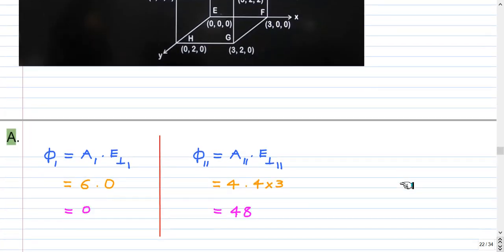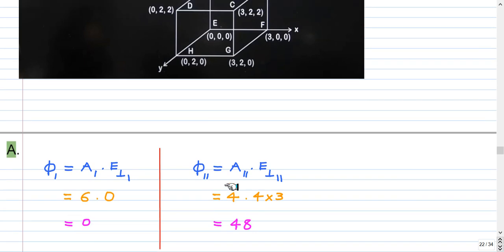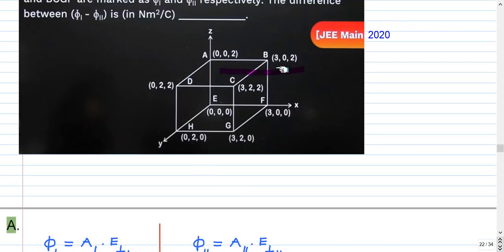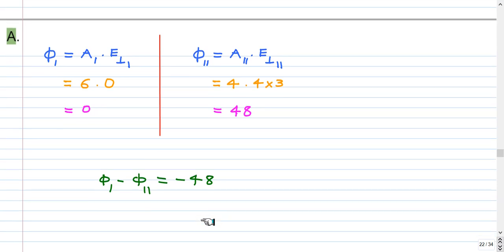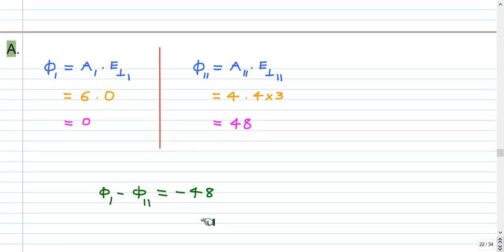So the magnitude of the electric field is 12, and for the area of this face, BF is 2, and this GF is also 2. So the area is 4. So 4 into 12 is 48. So phi1 minus phi2 is minus 48. So the answer to this question is minus 48. It's an integer type question.